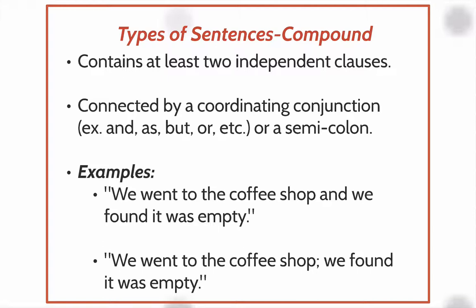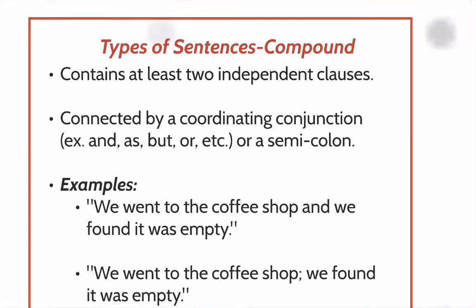A lot of times students are confused about where to use semicolons. Semicolons you can use essentially in place of a conjunction. The proper use of a semicolon is to link 2 related but independent clauses. Here it's the same ideas, the same information is conveyed, but you're not using a conjunction, you're using a semicolon. We went to the coffee shop; we found it was empty. That's what we call a compound sentence.